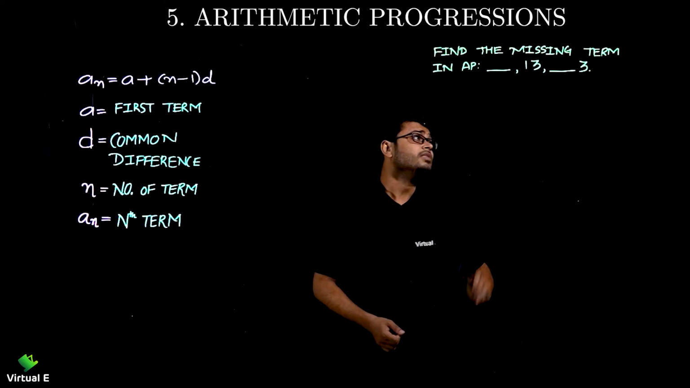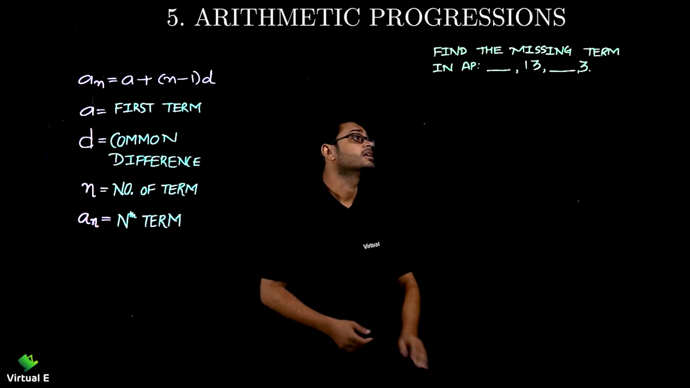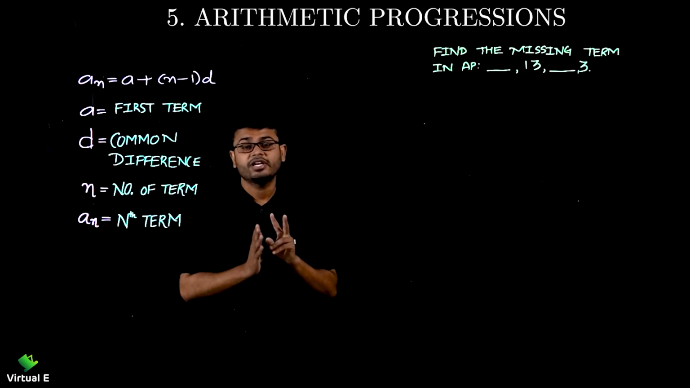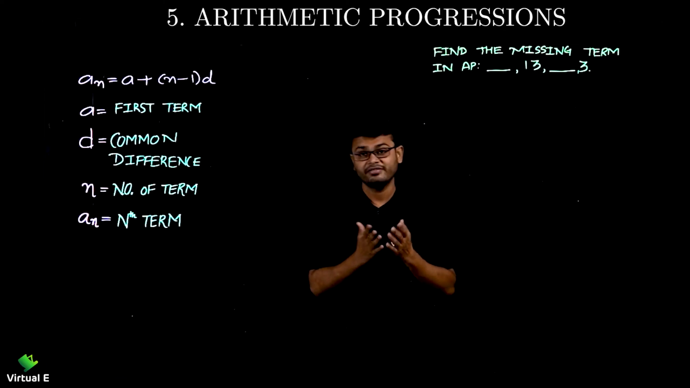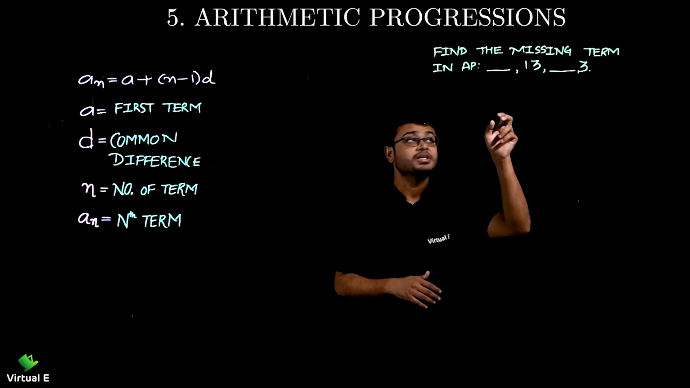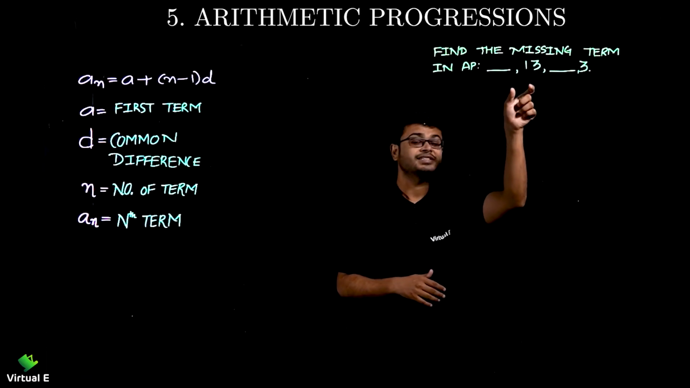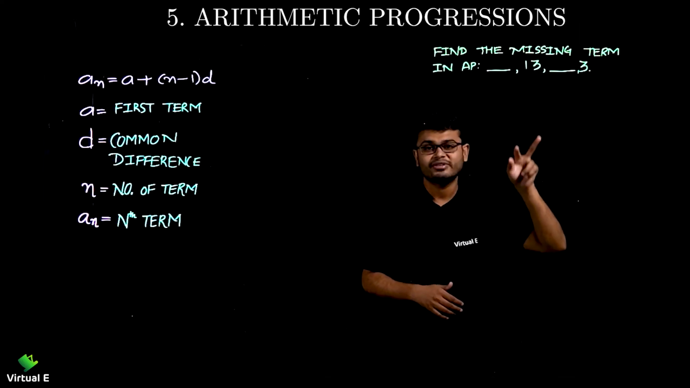So let's do this one. How are we going to do this? We have only two terms and we need to find two more terms. How shall we do it? We don't have the common difference. To get the common difference, we need two consecutive terms. The first term is not there but the second is there. The third is not there, the fourth is there. So there are no consecutive terms here.